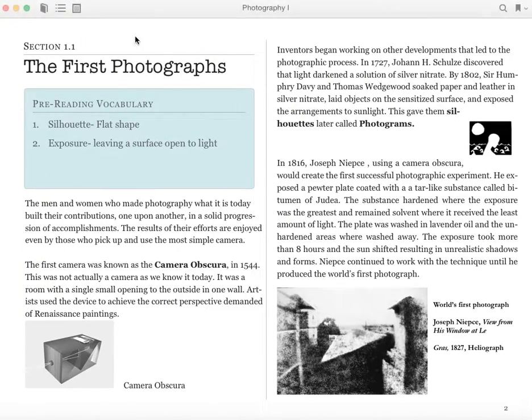Section 1.1, The First Photographs. Pre-reading vocabulary. Silhouette, flat shape. Exposure, leaving a surface open to light.